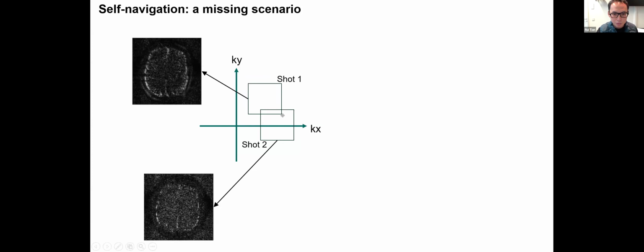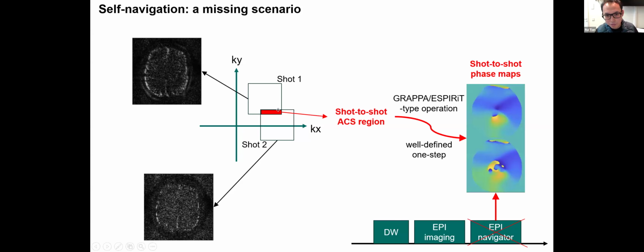So we proposed to slightly overlap different shots' trajectories. So we have these slight, very small overlap regions. We call them shot-to-shot ACS regions. This is a name we inherit from the parallel imaging calibration called auto-calibrating signals. And from these very slight overlap regions, we can apply either ESPIRiT or GRAPPA type operation. We treat them like different RF receiver signals in a very well-defined one step. And then we can obtain these shot-to-shot phase variations and incorporate them into the final reconstruction that combines different shots.